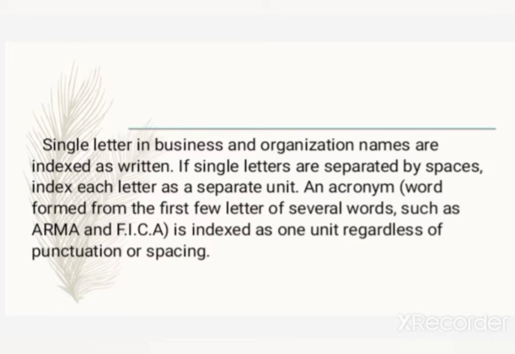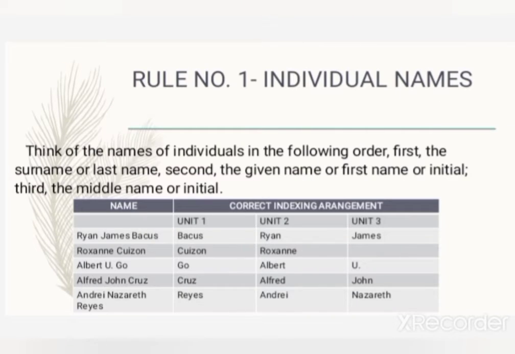So here are some rules of indexing and filing. Rule number 1, individual names. In this rule, the correct indexing arrangement is the surname should be in unit 1, followed by the first name, and followed by the second name, but if there is a middle initial, it should be in unit 3.